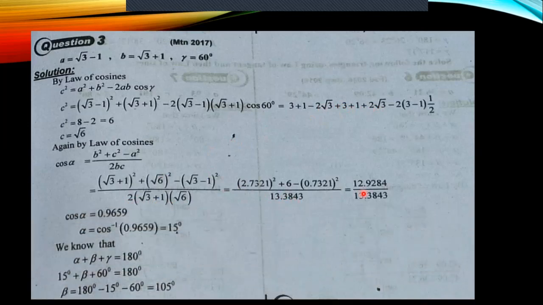After putting the values and then simplifying, only squares are involved. You may use a calculator here to simplify it, or you may open it in this way. After simplification and taking cos inverse, we get alpha equal to 15 degrees. And again, as we have alpha plus beta plus gamma equal to 180 degrees, and we now have the value of two angles, then the third angle can be found very easily.